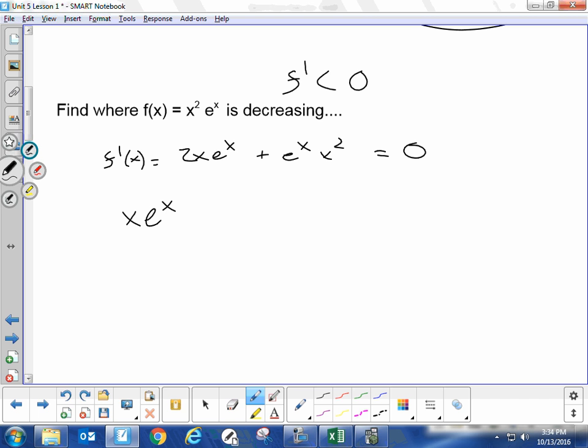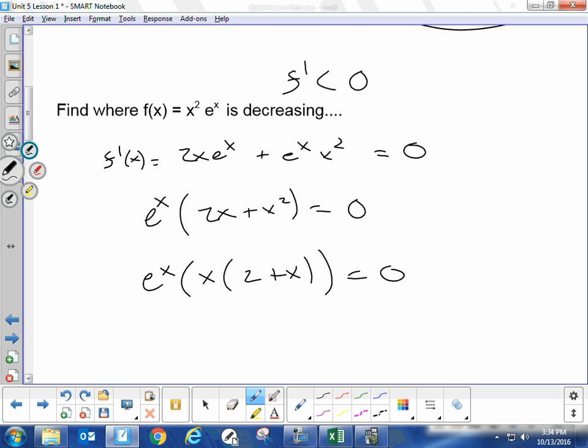I can even factor out an x and an e to the x. I don't want to do that though because I don't want to confuse you. I'm just going to factor out the e to the x and I have 2x plus x squared. Then I could factor this. I can have it look like that or I can have it look like different terms, whatever you want. Then I get my two solutions, knowing that this is always positive and never zero. I get x is equal to zero or negative two.